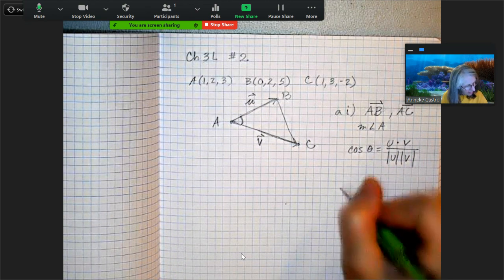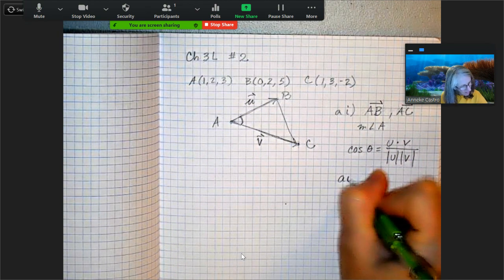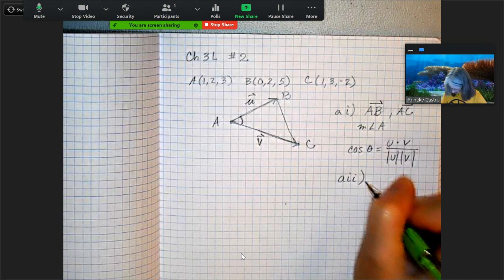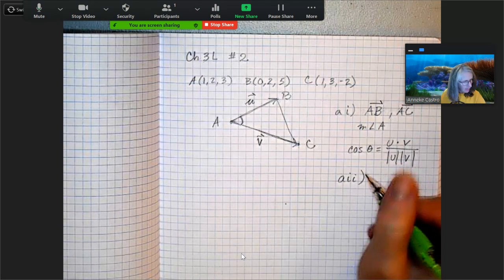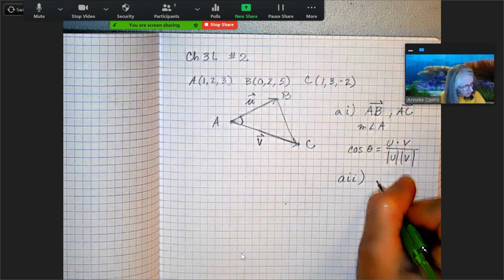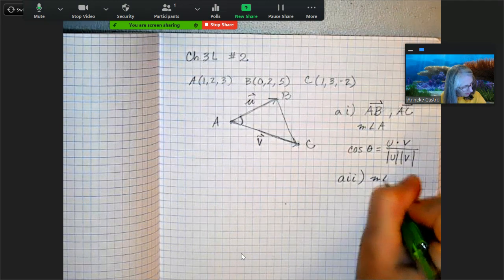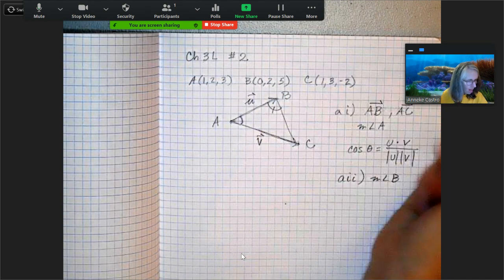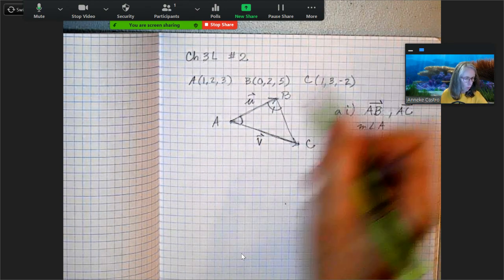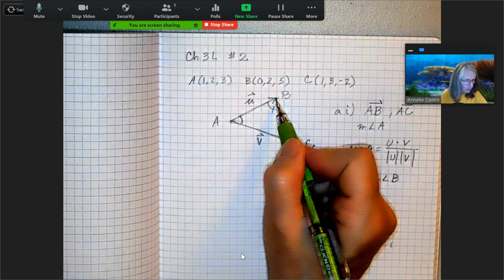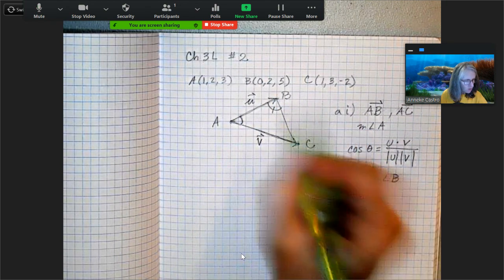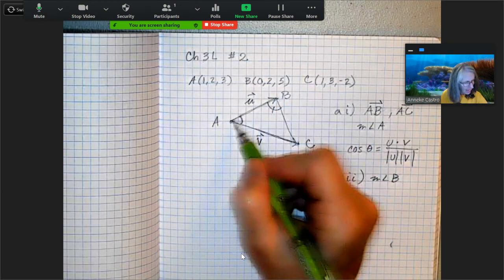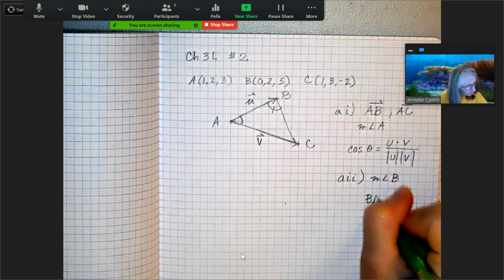The answer to A-II is asking for the angle at point B. To get the measure of angle B, which is this angle right here, I need to think about the 2 vectors going away from B. So that would be going this way, B to A.